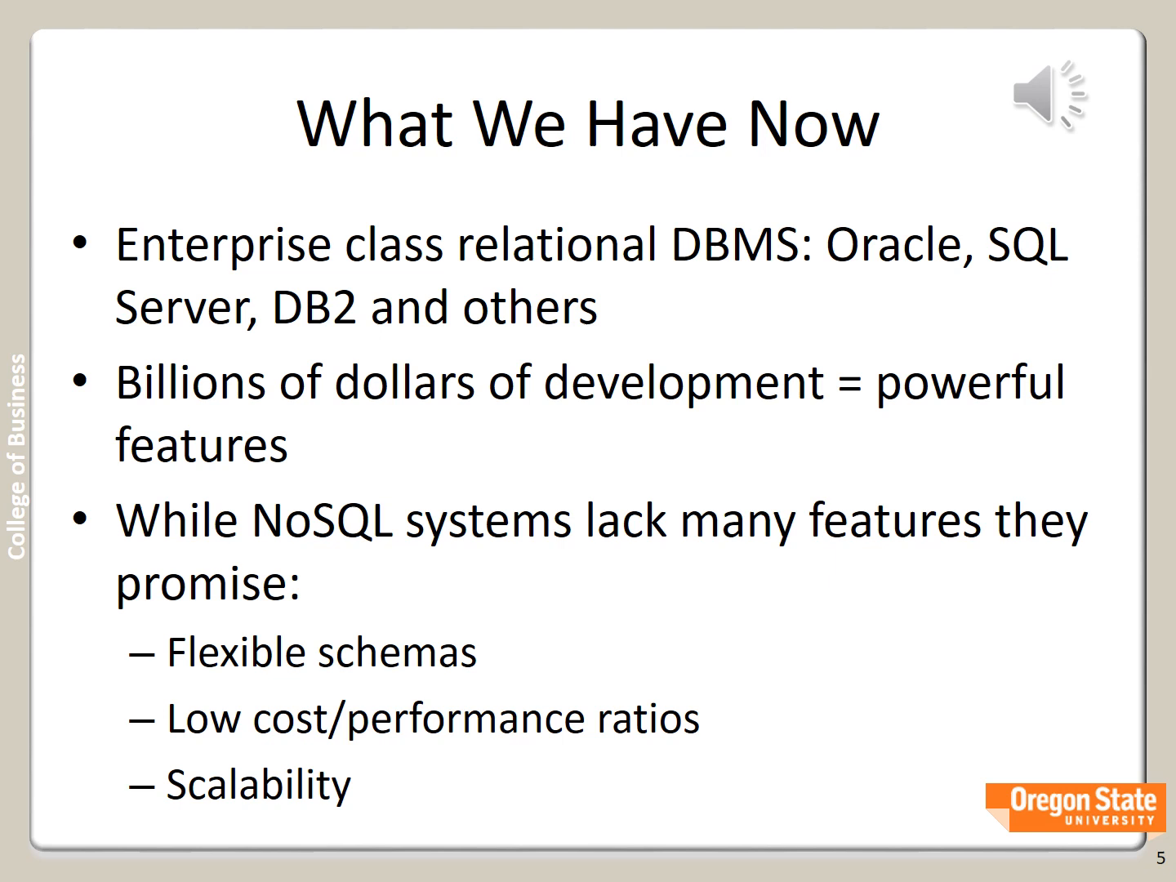More recent NoSQL tools, such as Hadoop, Cassandra, and MongoDB, are nowhere near as comprehensive. They have far fewer features and tools. While NoSQL systems lack many features, they promise to add value because of flexible schemas, low cost performance ratios, and incremental scalability.